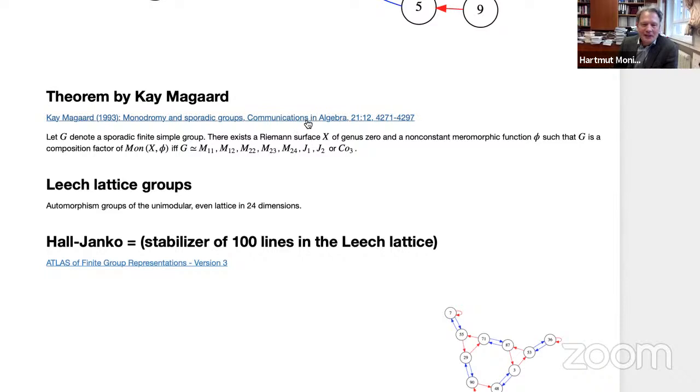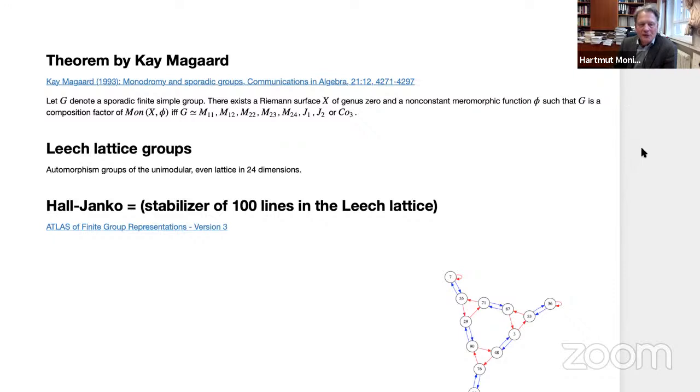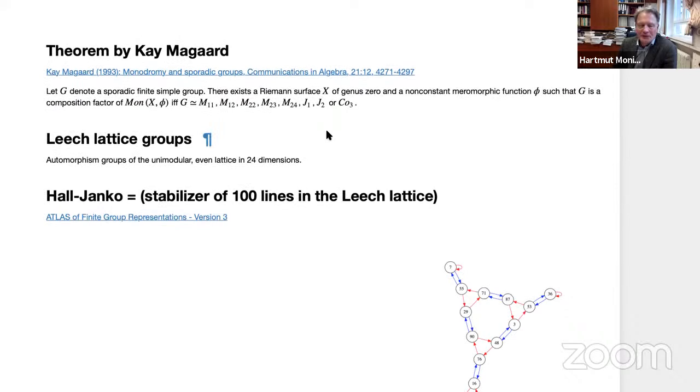So there's a theorem by Kai Mager, which is in this paper, which I can give you a reference to if you want, which says the following. Let G denote a finite sporadic group, finite simple group, then there exists a Riemann surface X of genus zero and a non-constant meromorphic function phi, such that G is a composition factor of the monodromy group of X and phi, exactly when G is isomorphic to M11, Mathieu group 11, Mathieu group 12, Mathieu group 22, and so on. The Mathieu groups are all finite simple groups, but they do not fit in this classification scheme of Feit and Thompson. So they belong to the sporadic groups.